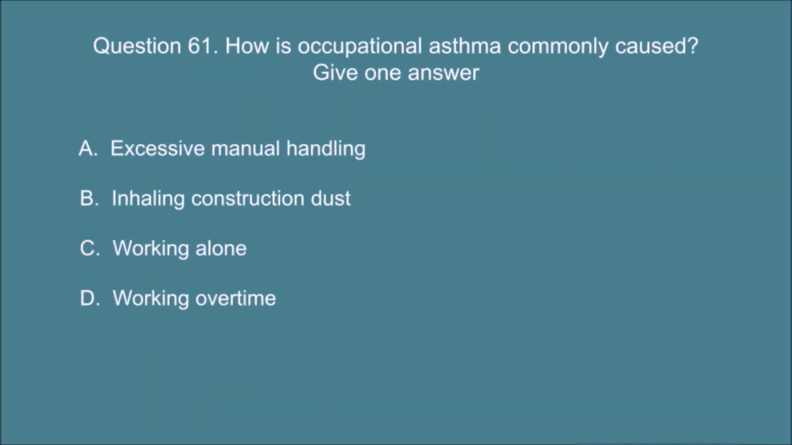Question 61. How is occupational asthma commonly caused? Give one answer. A. Excessive manual handling. B. Inhaling construction dust. C. Working alone. D. Working overtime. The correct answer is B. Inhaling construction dust.